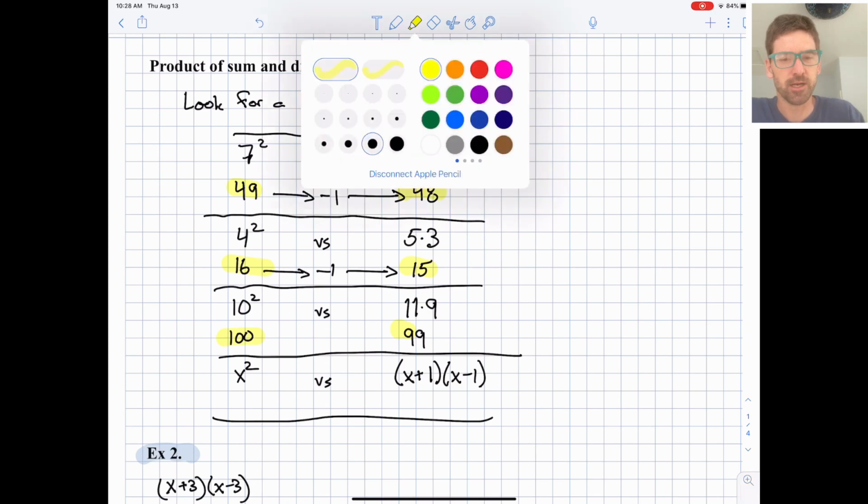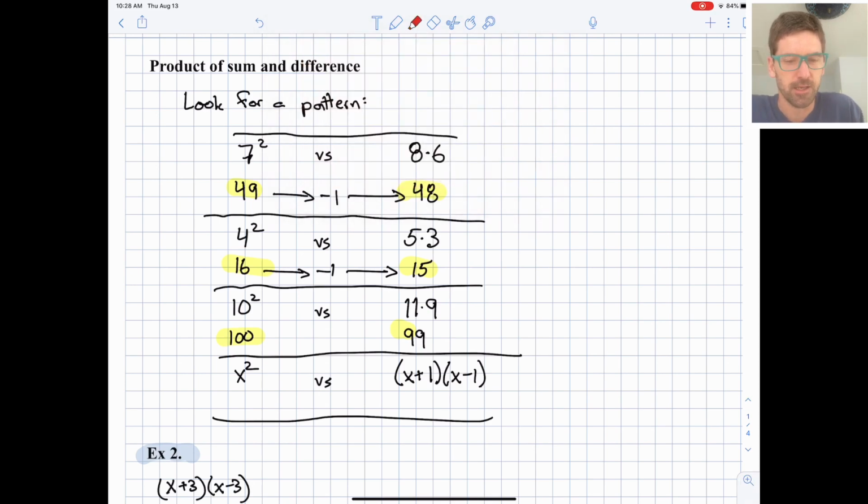But where did those products come from? 8 is 7 plus 1, and 6 is 7 minus 1. Looking at this 7. Okay, so let's go with the 4. 4 plus 1 is 5, 4 minus 1 is 3. Look at this 10. 10 plus 1 is 11, 10 minus 1 is 9. So same deal with x. X plus 1 and x minus 1.